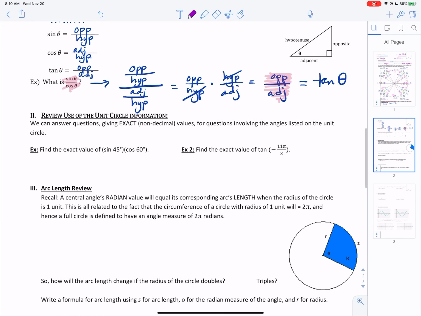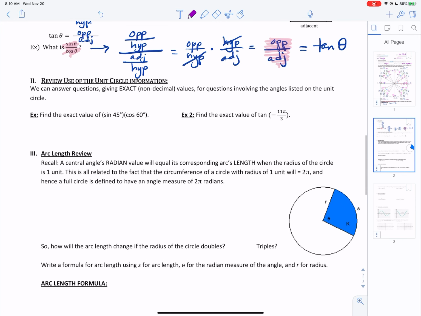All right, moving along. So we can use our unit circle to help us answer questions when we are asked to find the exact value. Some of you are confused what exact means. It means that you don't have a decimal for an answer. That means we're not going to use a calculator.